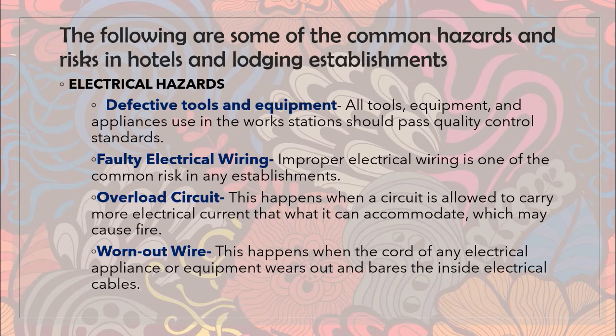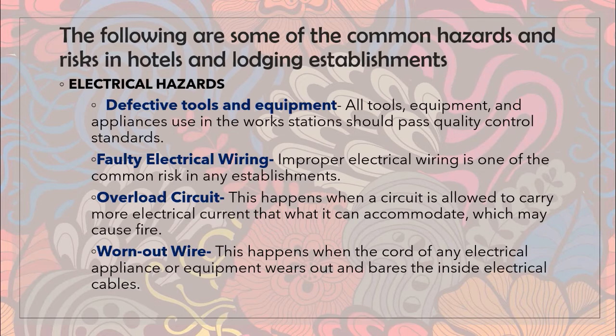Okay, worn out wire. This happens when the cord of any electrical appliance or equipment wears out and bares the inside electrical cables. It may be due to the damage caused by pests. So meaning, this kind of electrical wire ay natanggal na yung insulation or natanggal na yung balot ng kuryente. Diba? Kung mapapansin nyo, mostly ang kuryente natin or cable natin is kulay black. So yung black na yun yung nakabalot mismo dun sa wiring. So once natanggal yun, at lumabas na yung ating mga electrical wires, ibig sabihin, maaari na itong mag-cause ng sunog.